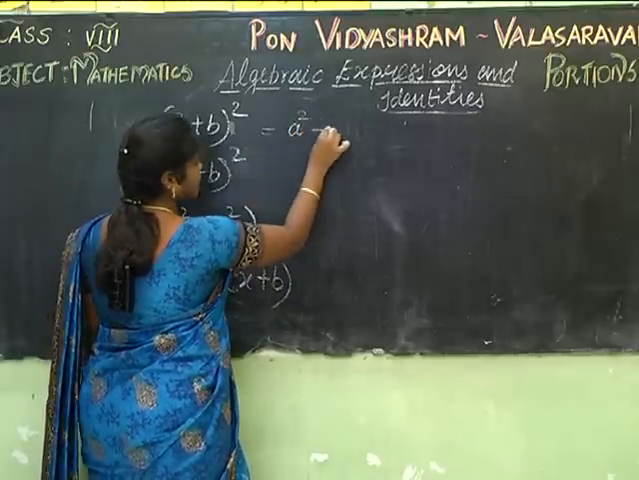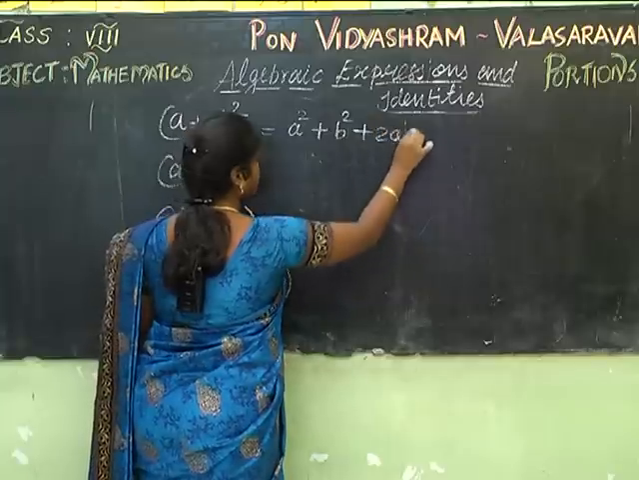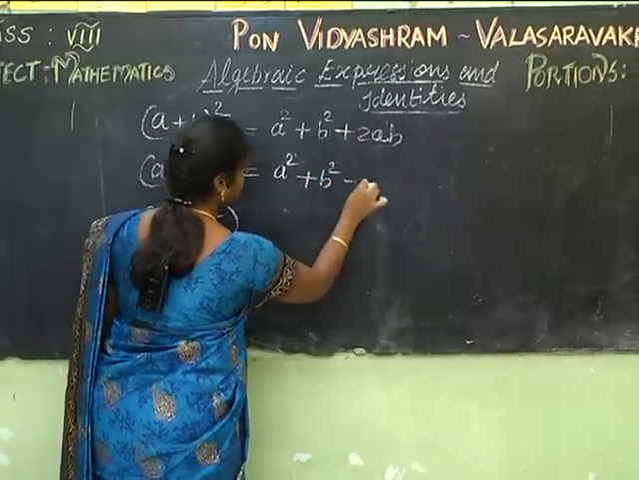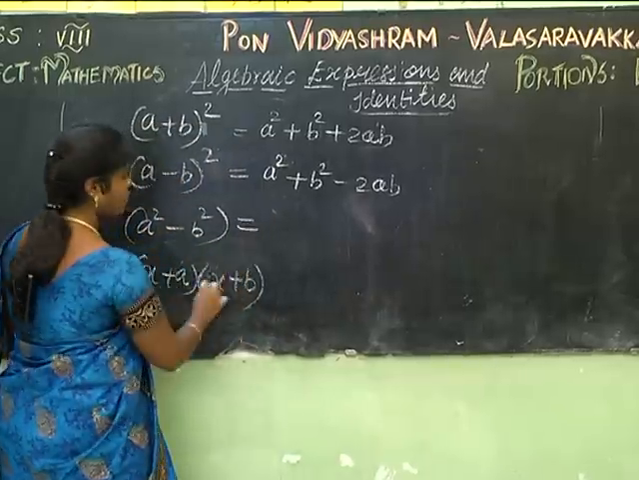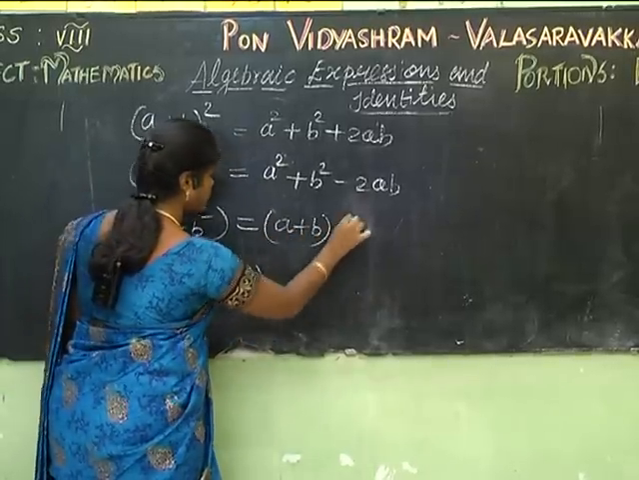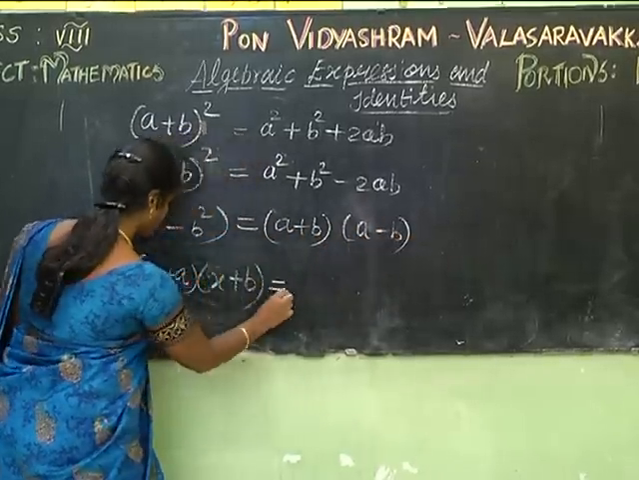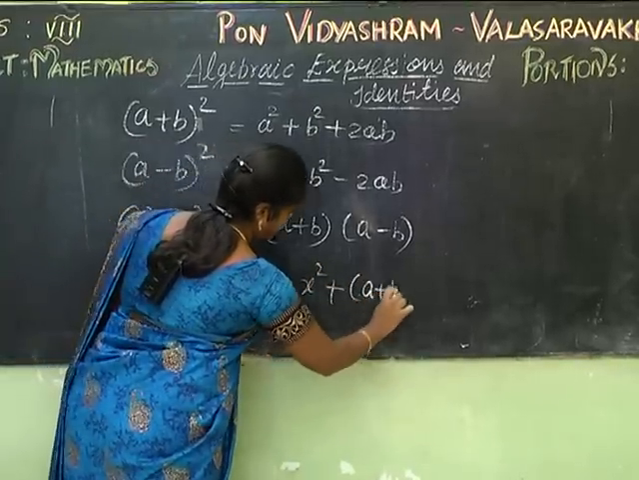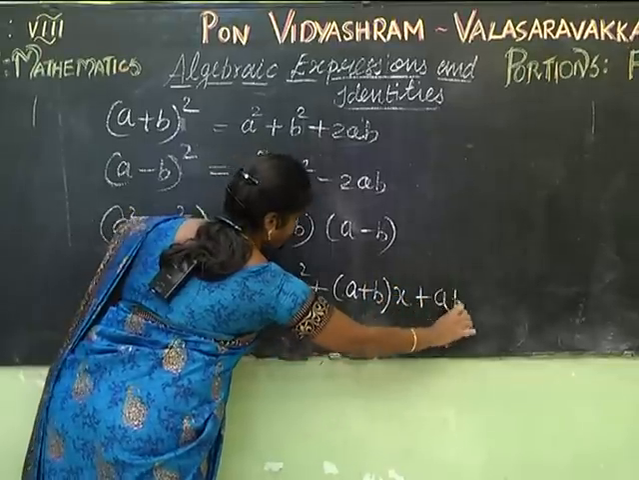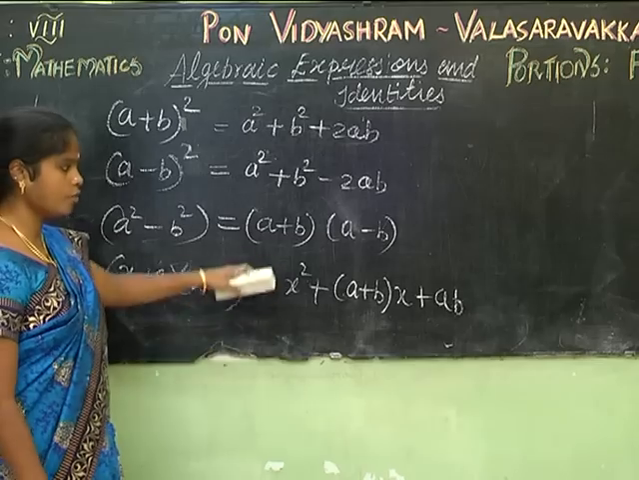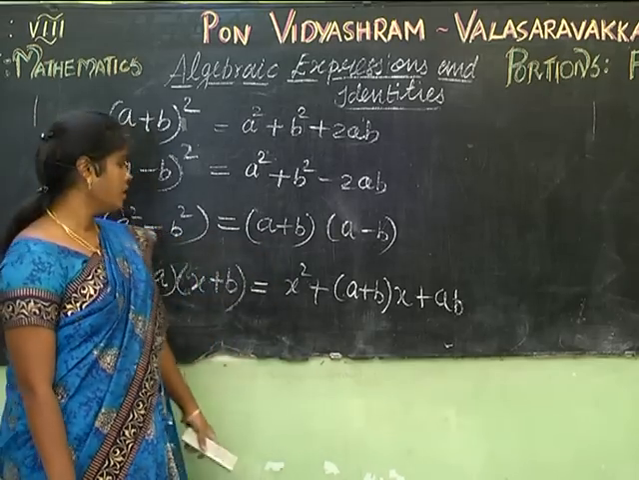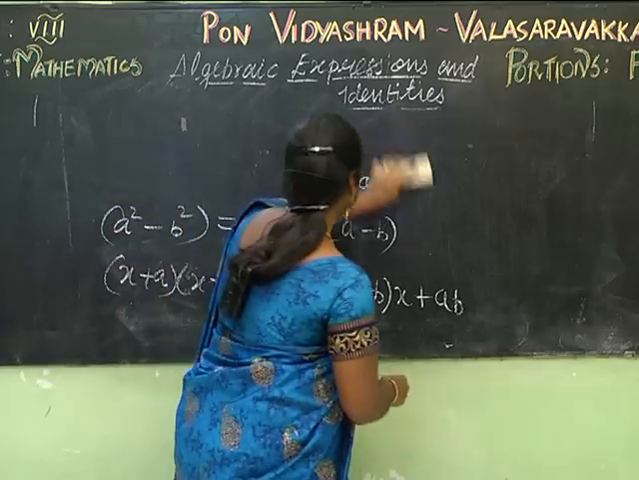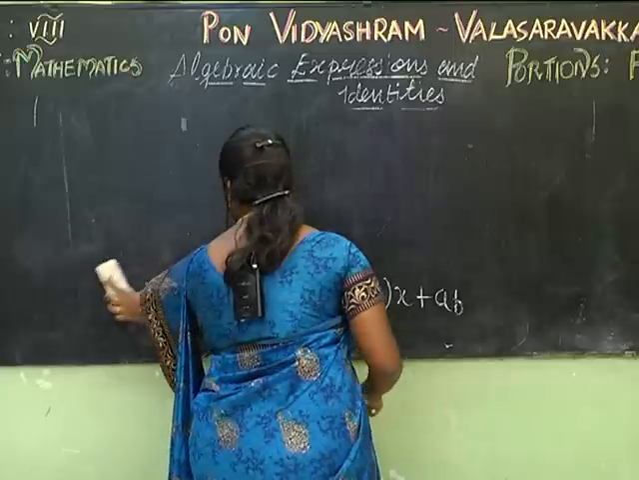a plus b the whole square is a square plus b square plus 2ab. a minus b the whole square is a square plus b square minus 2ab. a square minus b square is a plus b into a minus b. Then x plus a into x plus b is equal to x square plus a plus b into x plus ab. So these are the 4 identities which we are going to use in the product of algebraic expressions. So now we'll see the application of identity in the product of algebraic expressions.